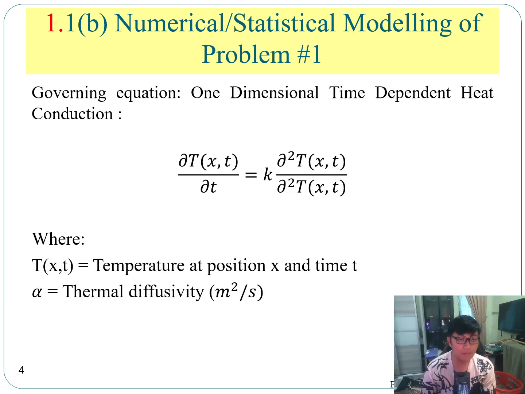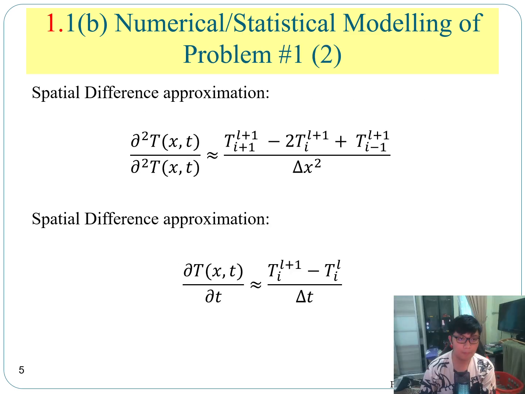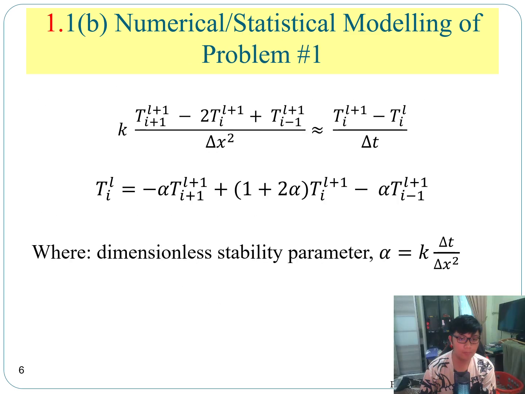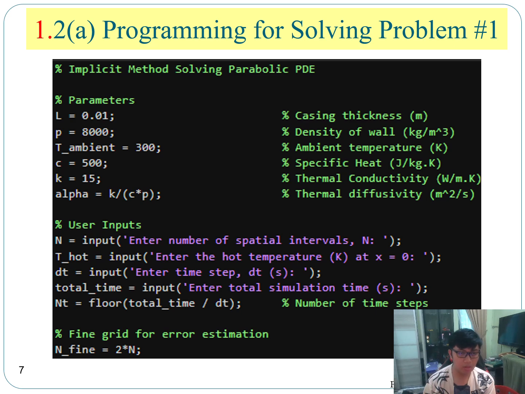Here is the derivation of the implicit method. Now this is the programming part of the implicit method to solve the parabolic PDE.